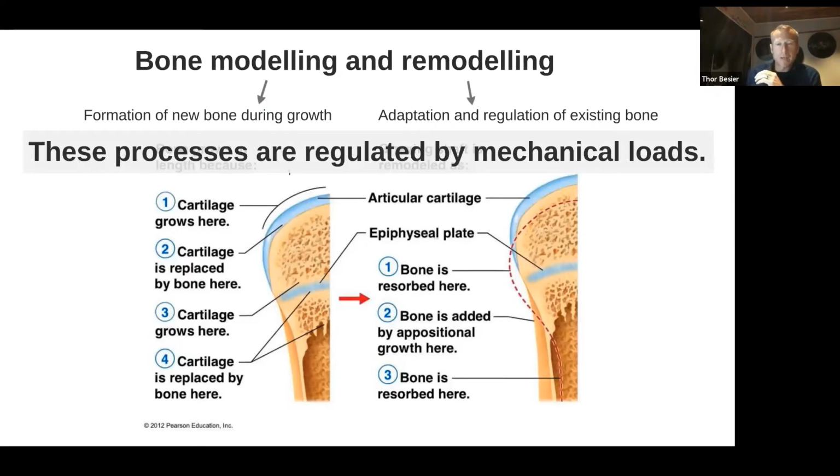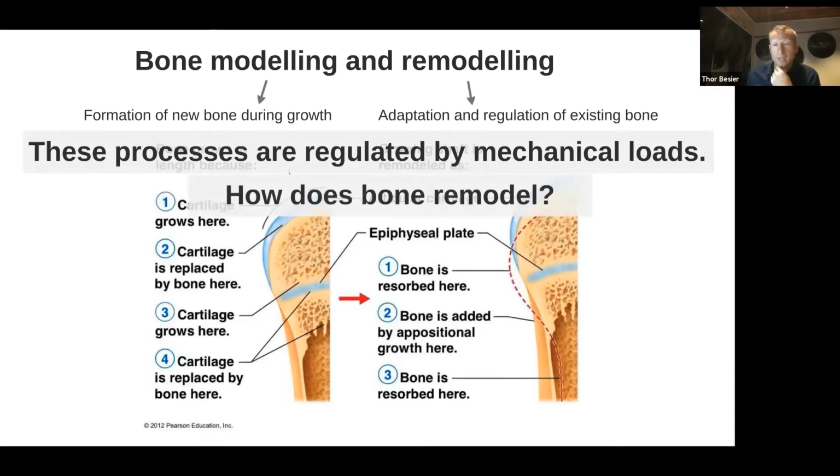There has been a lot of work, particularly on bone, to try and understand how these processes actually work and the mechanophysiology by which these processes work. And it's worth us diving a little bit deeper to understand how bone actually remodels, because it's going to help us later on when we try and understand how we recover from a bone fatigue injury.